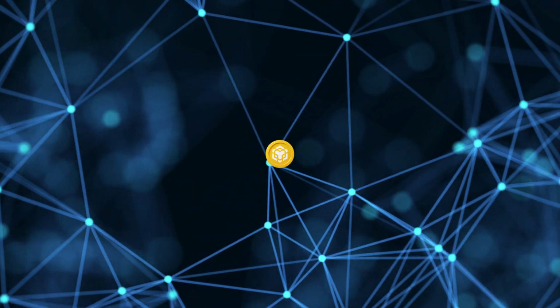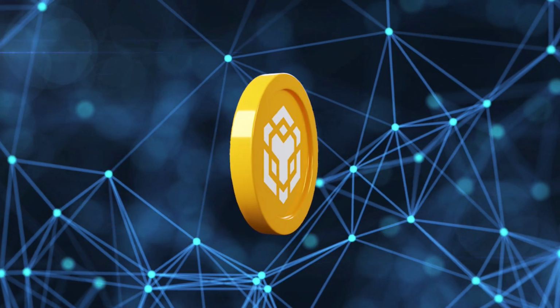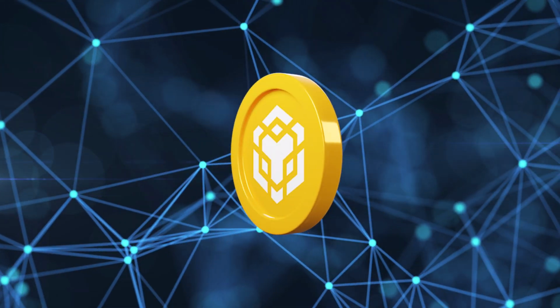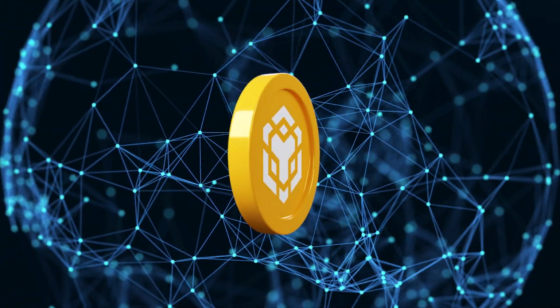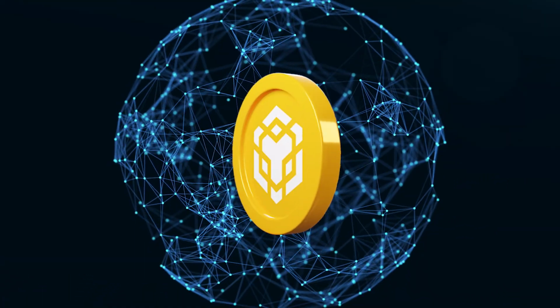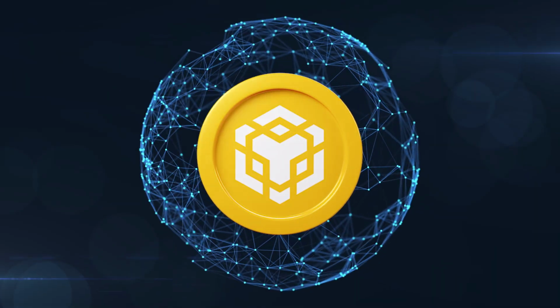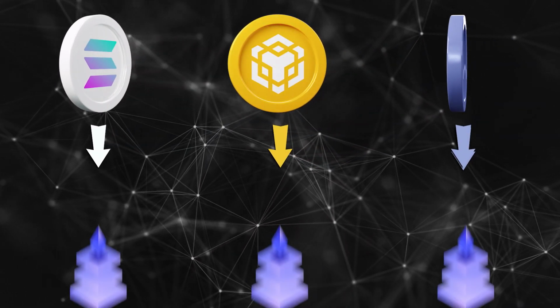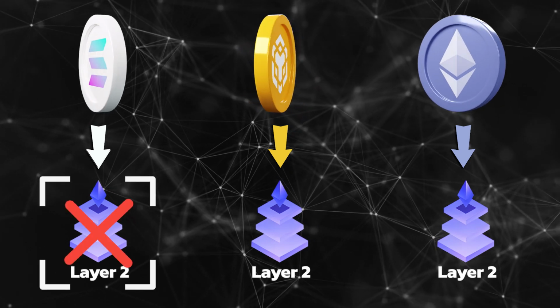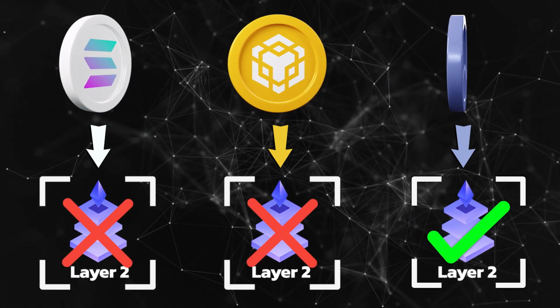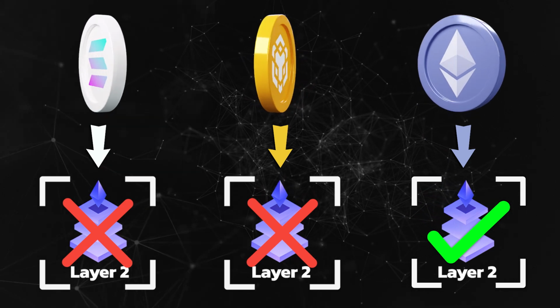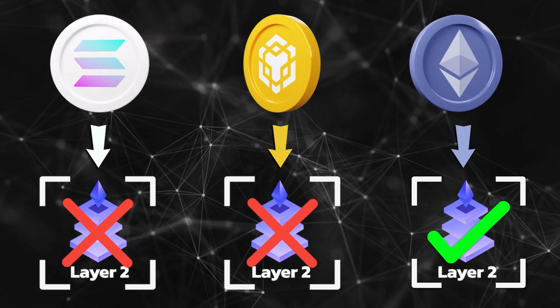BNB Chain is in the middle. It's a centralized Layer 1 that scales easier than Ethereum but is less decentralized. Binance is already testing Layer 2 solutions, but unlike Ethereum, they don't need this for survival, but rather for user convenience. It turns out that Layer 2 is not a universal solution. Ethereum needs it because without it, the network simply can't handle the load. But in Solana and BNB Chain, Layer 2 is either not needed at all or performs additional functions.